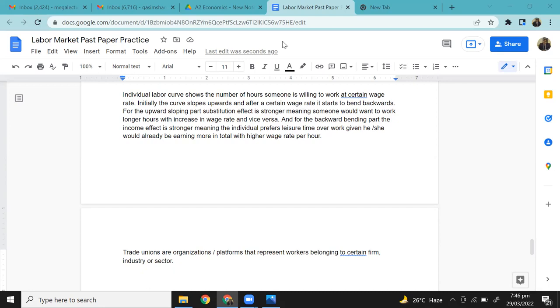So, there are different types of trade unions. Sometimes they are firm specific, sometimes they're industry specific, and so on. Right? Is it making sense? So that's what you need to understand. Okay, if we are good, we'll move on.